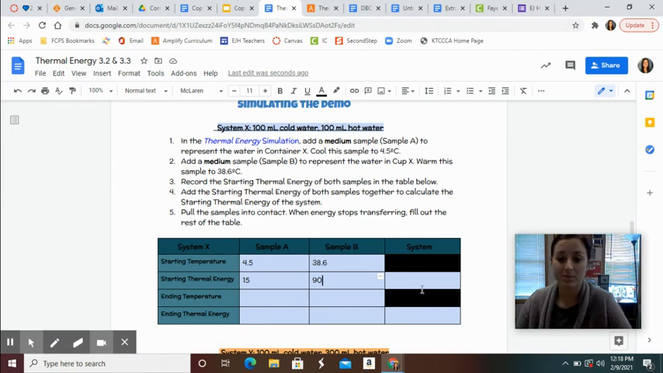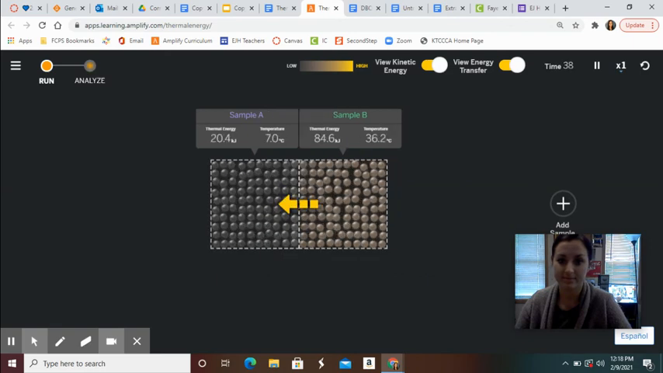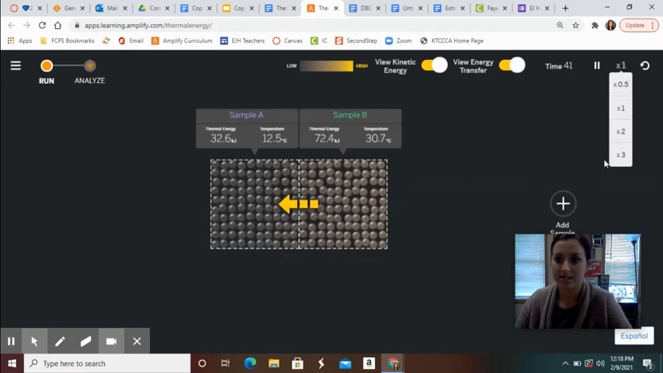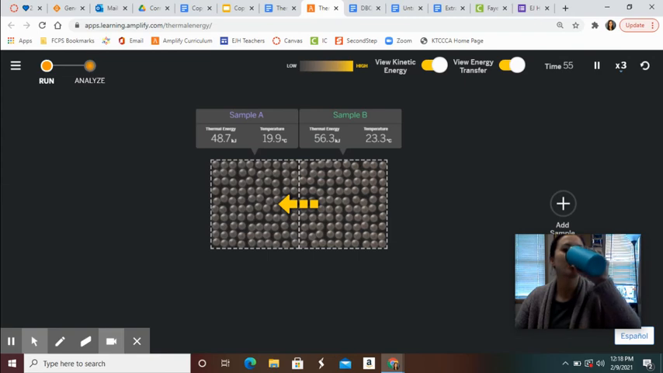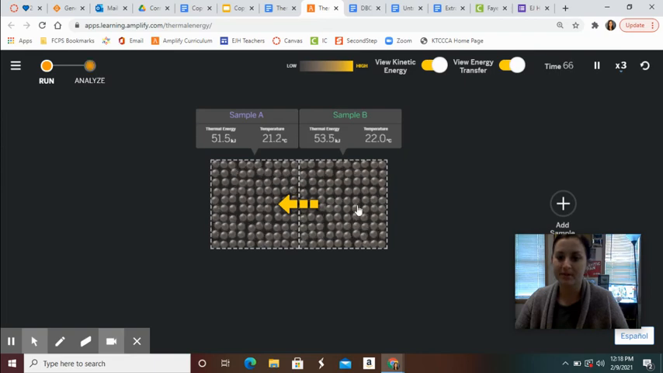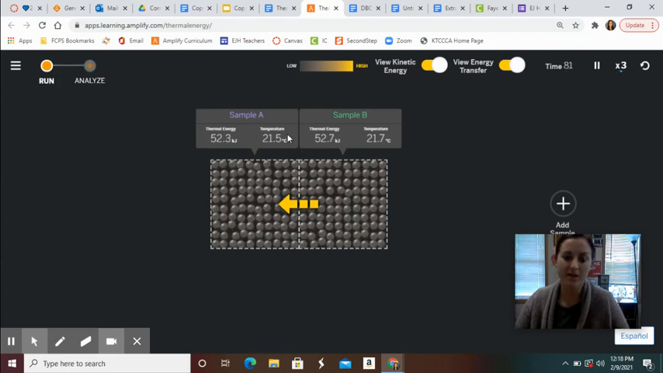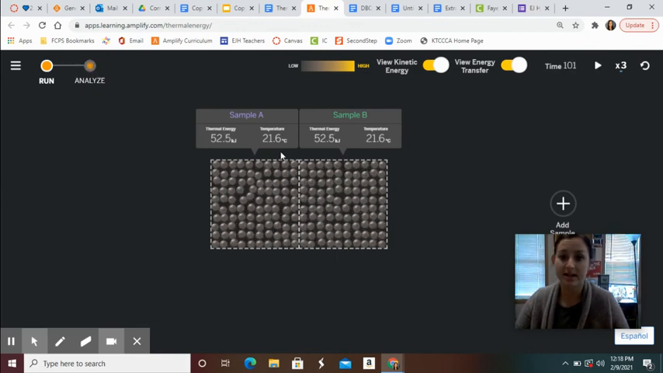You're then going to push these two together and see what happens. Now I'm going to speed it up for time's sake. And you can see the energy is transferring from the hotter sample to the colder sample, and they're kind of equaling out. So eventually, they will be the same thermal energy and same temperature. So you can see now they're both 52.5 with the thermal energy and 21.6 in your temperature.